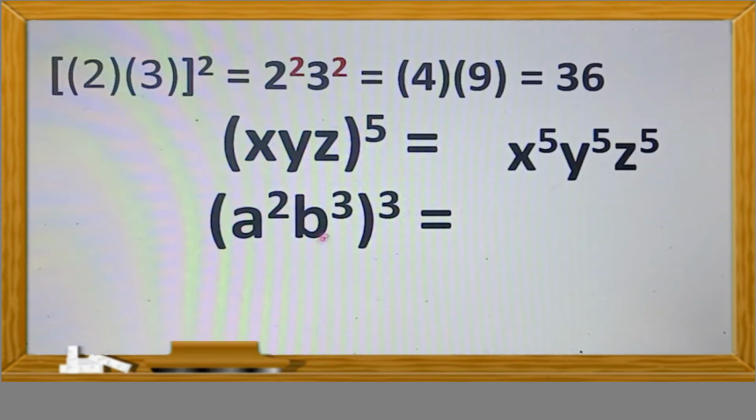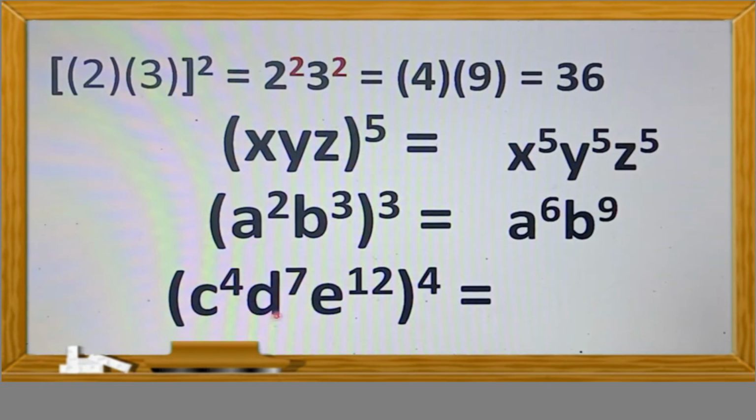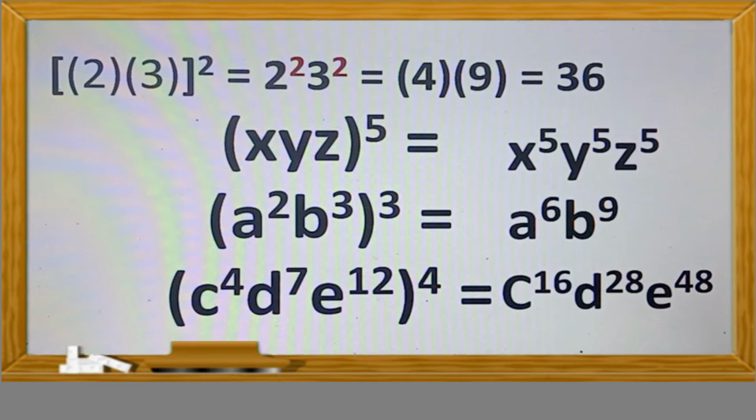Another: a square b cube, raised to 3. So we have a raised to 6, b raised to 9, since 2 times 3 is 6, and 3 times 3 is 9. Another: c raised to 4, d raised to 7, e raised to 12, all raised to 4. The exponents are 4, 7, 12, each raised to 4. So the answer is c raised to 16, d raised to 28, and e raised to 48.